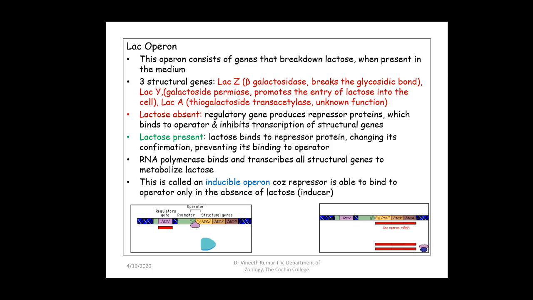And when lactose binds to the repressor protein, a structural deformity occurs in the repressor. Scientifically, this structural deformity is called a conformational change in the protein. When the protein structure changes, it cannot bind to the operator region. So when lactose binds to the repressor, it cannot bind. That is what is shown here.